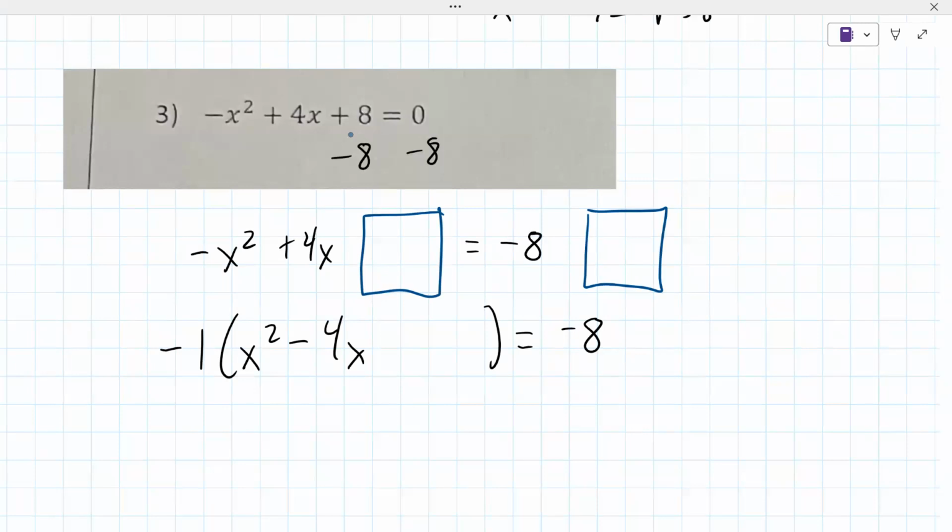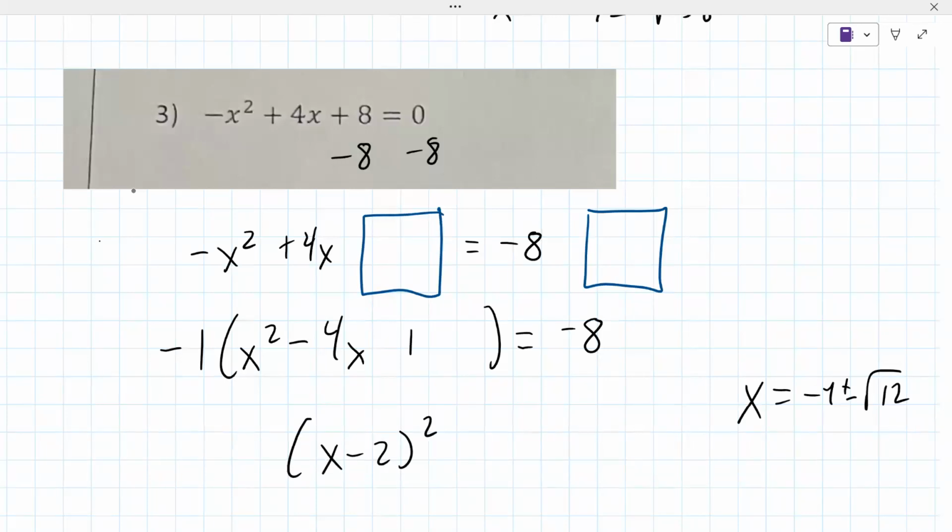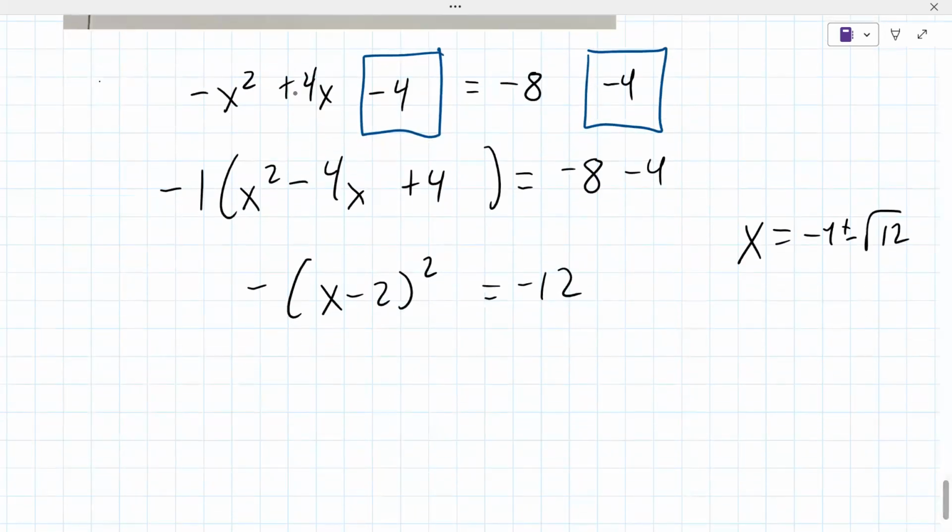Okay, I got x equals -4 plus or minus the square root of 12. Okay, that's looking pretty good. So it's x minus 2 squared. This becomes plus 4. This becomes minus 4, minus 4, minus 4, the negative there. Wow, really good. Most students are not very good at this, and you kind of knocked that out.